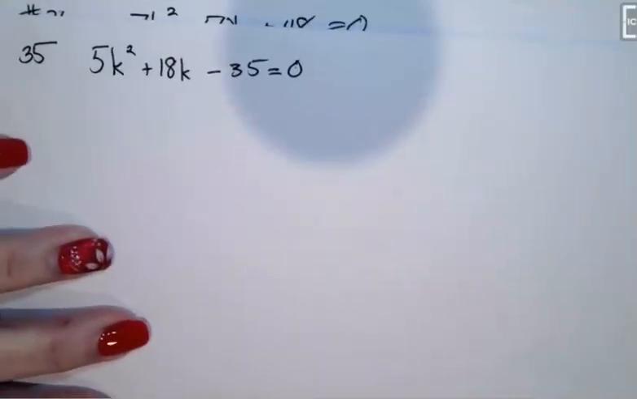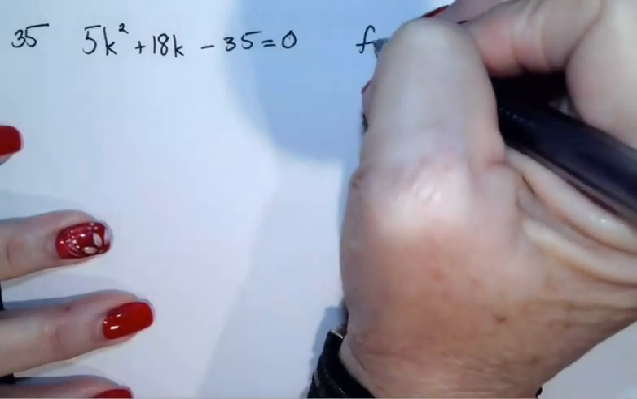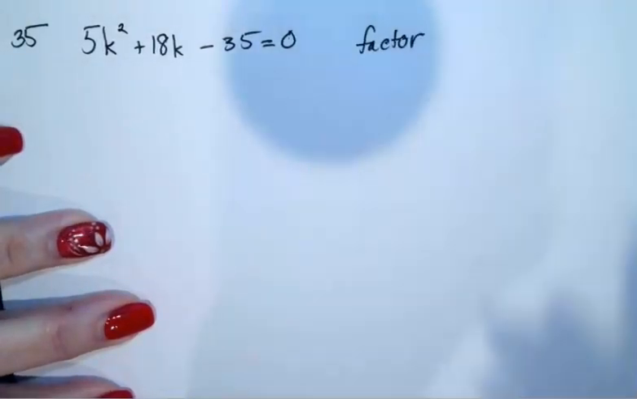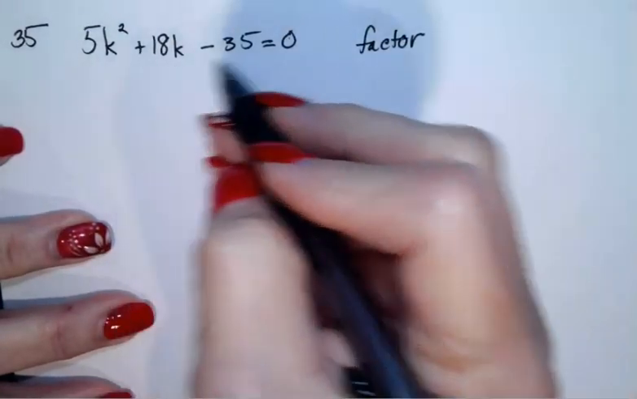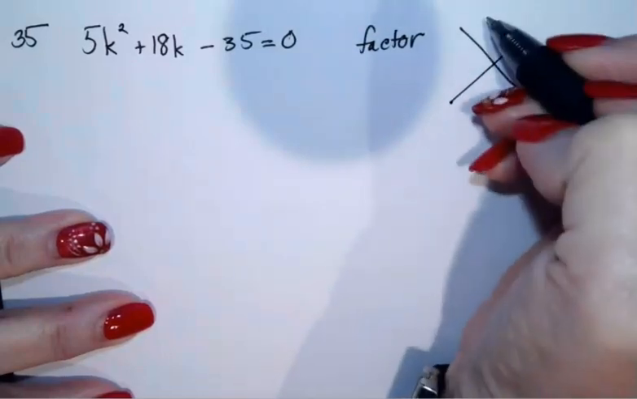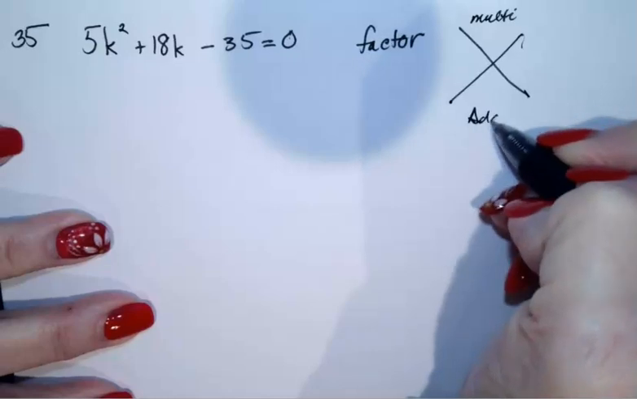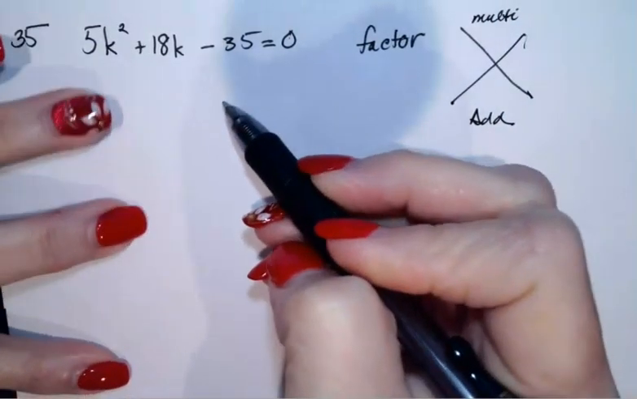All right, now let's switch gears. This one is equal to 0, and it does say factor. So we are now not going to do the square root method. We are going to do a factoring method. All right. 1, 2, 3. There's 3 pieces, so we're going to draw an X. We're going to multiply and add. Remember that?